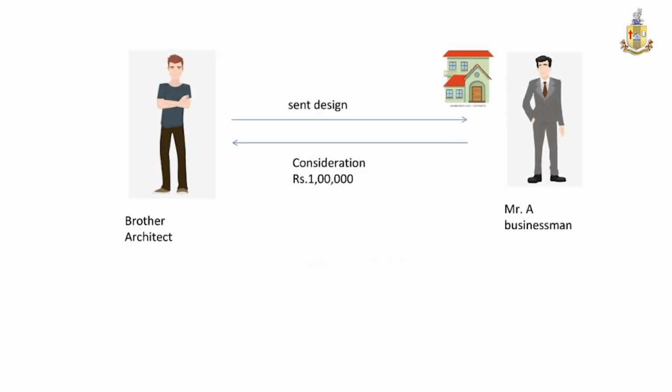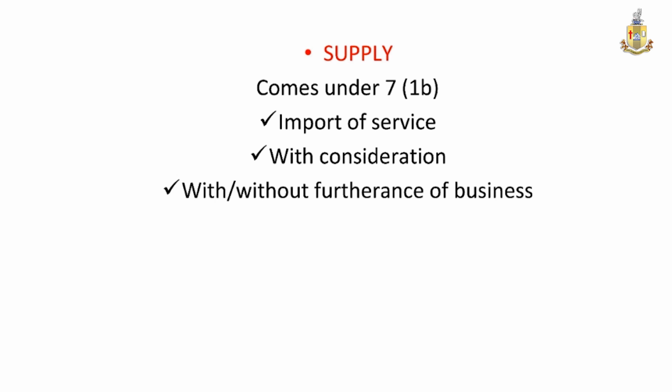Next example: the brother is sending a design for personal use, for building a house, and Mr. A is giving consideration worth rupees 1 lakh. Will this come under supply? Yes, this will come under supply, but not under Schedule 1. It will come under Section 7(1)(b), because this is import of services with consideration, and with or without furtherance of business, we will call it a supply.